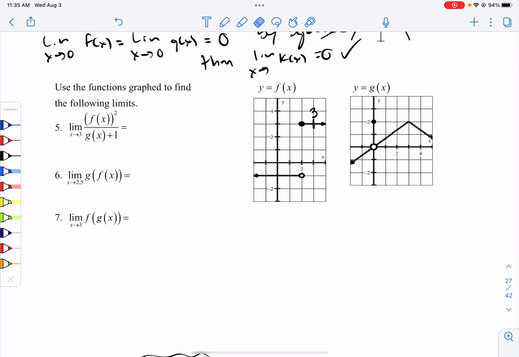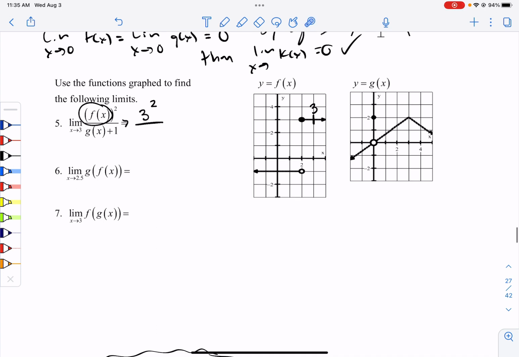So this piece right here becomes 3 squared, okay? On the bottom of the function, g of x plus 1. As g approaches 3, I'm coming from the right, there's 2, here's 3. From the left, I approach the same point right there, which has a value of 2. So g approaches 2 plus 1, so this becomes 9 over 3, which just becomes 3. So not too bad. Let's look at number 6.